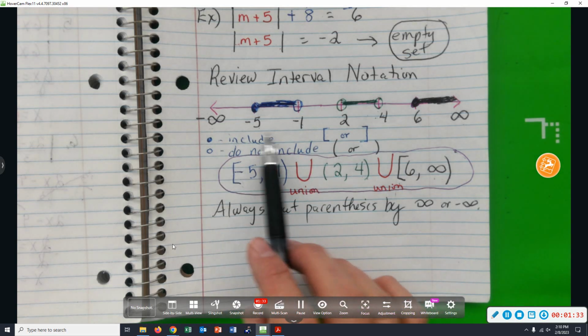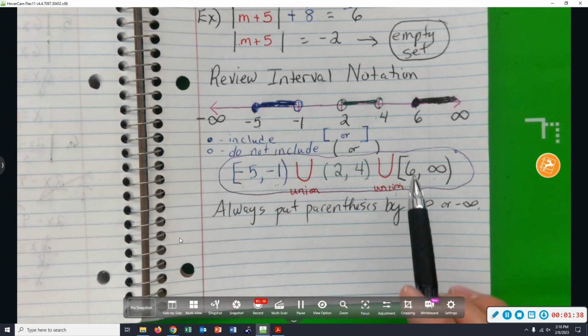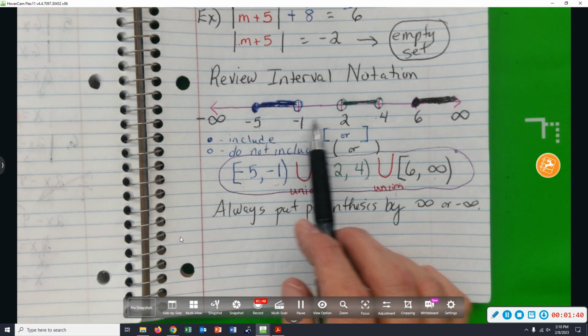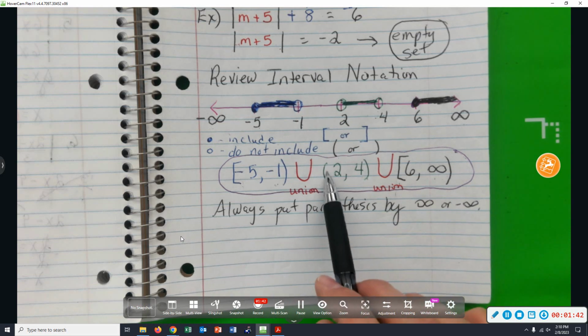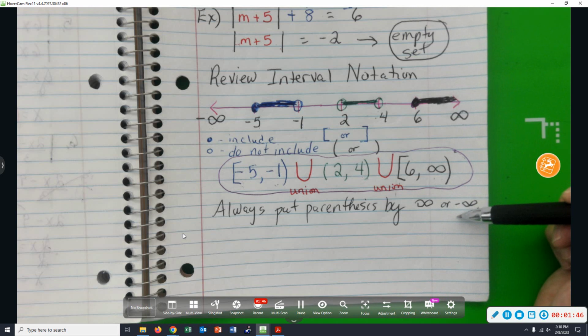With interval notation, you put square brackets at the closed circles and parentheses at the open circles, and always put parentheses at infinity symbols.